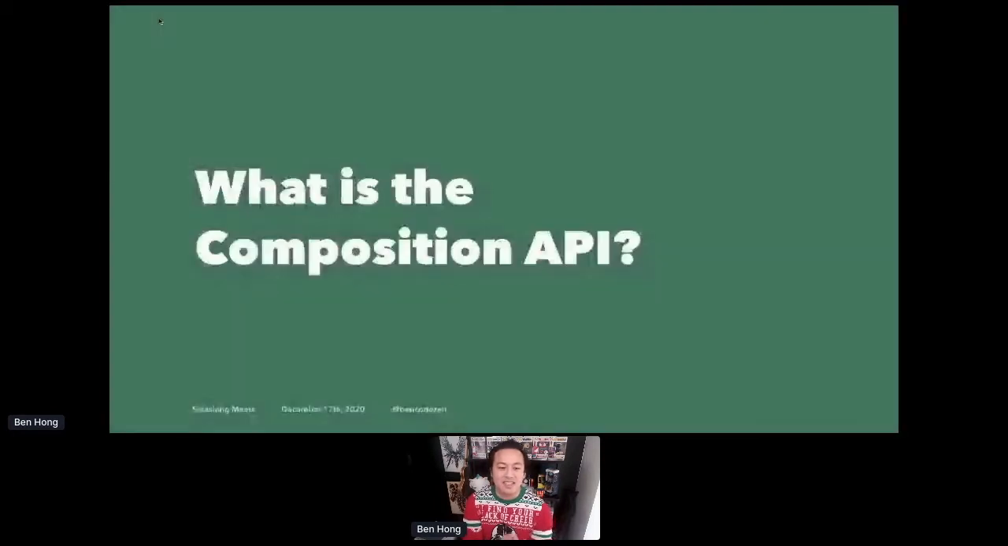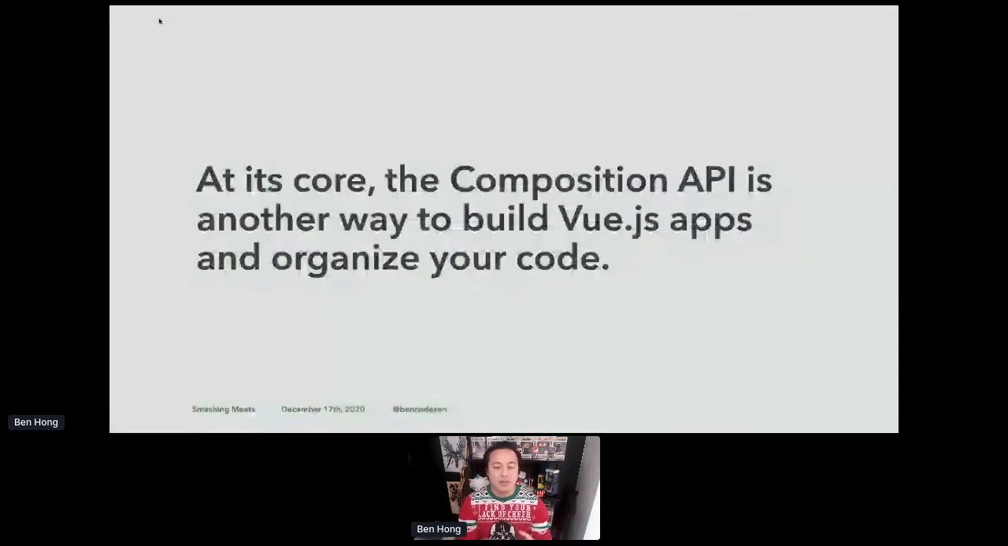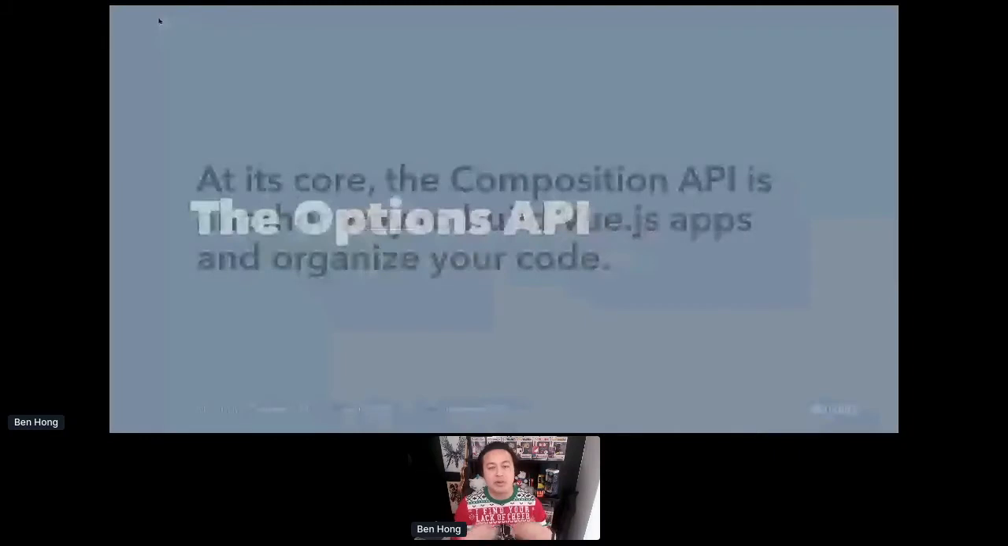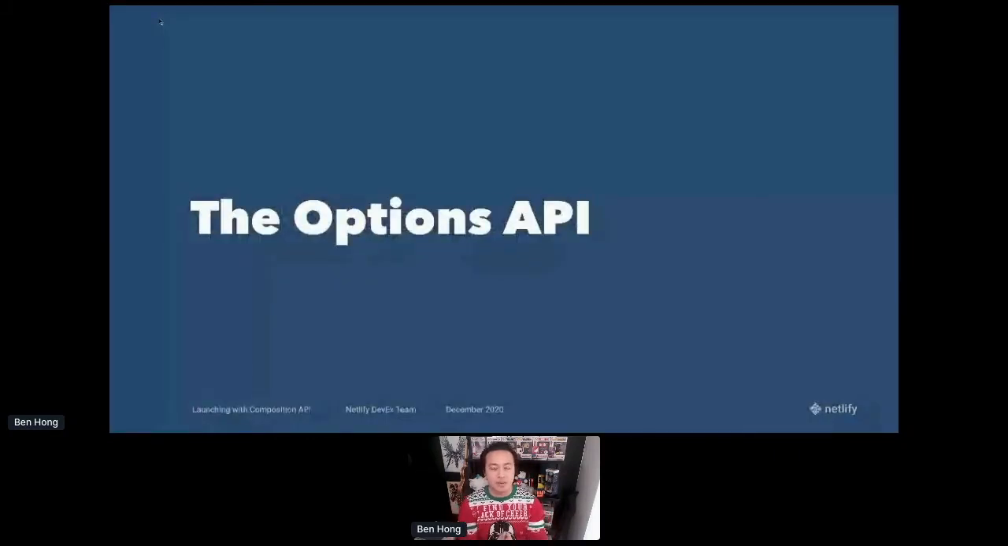All right, so let's dive into the meat of it. What is the composition API? Well, at its core, the composition API is simply another way to build your Vue apps and organize your code. Let that sink in for a second, because when Vue 2 was created, we had something called the options API. Most people don't know that's what it's called because that was basically the only way to do things. So let's do a quick review, for those who might not be as familiar with Vue, of what the options API is.